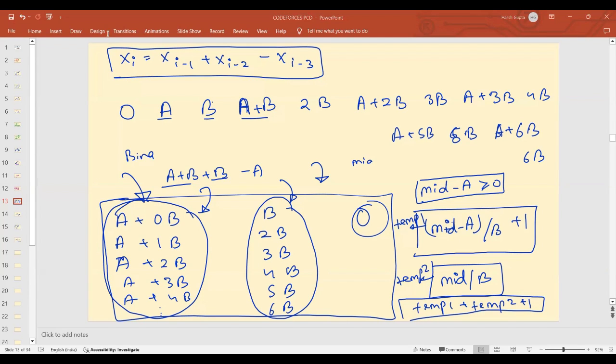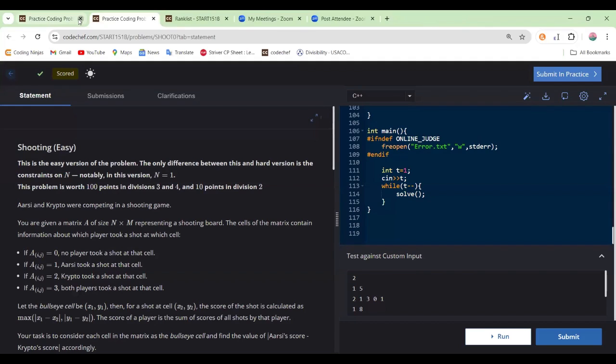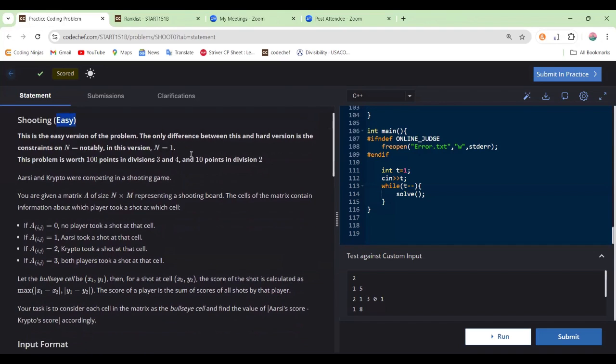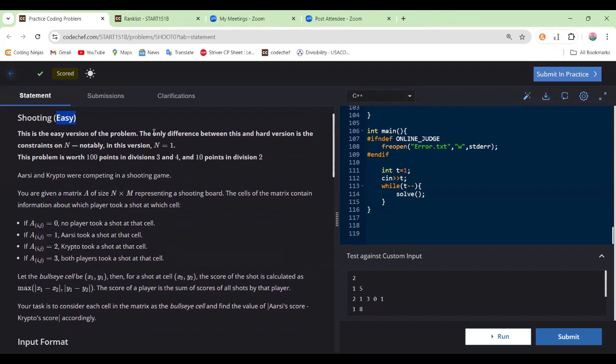So this is the next question. The name of the problem is Shooting. It's an easy version and it's actually a very easy question. Let me explain why. Let's go through the problem statement. This is an easy version of the problem. The only difference between this and the hard version is the constraint on n. In this version, you are given that the value of n is 1.